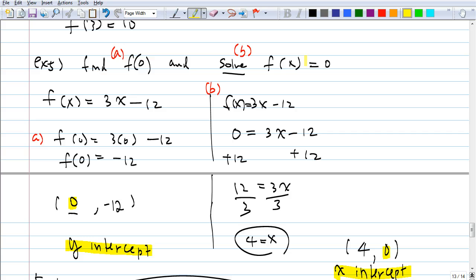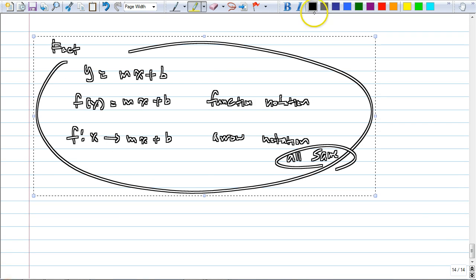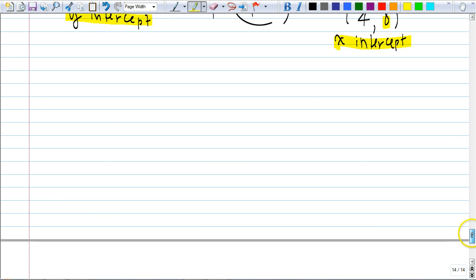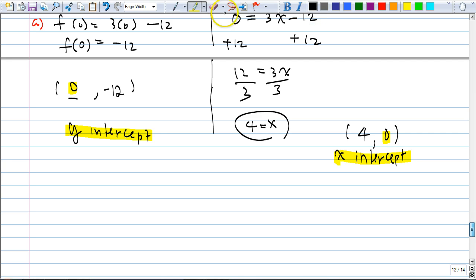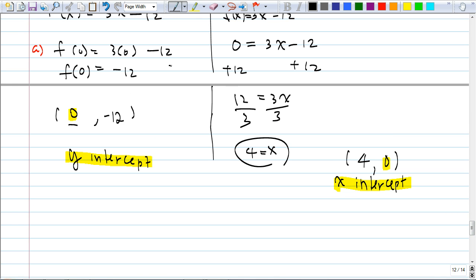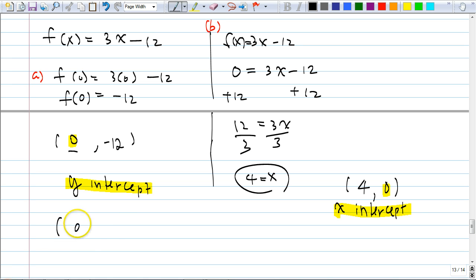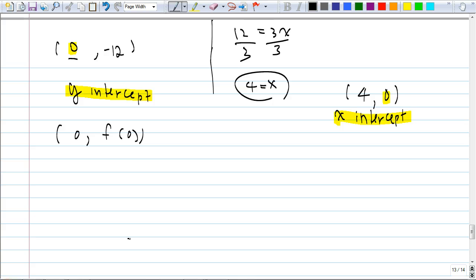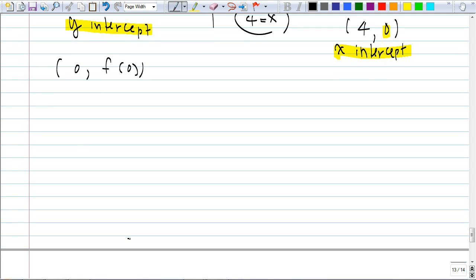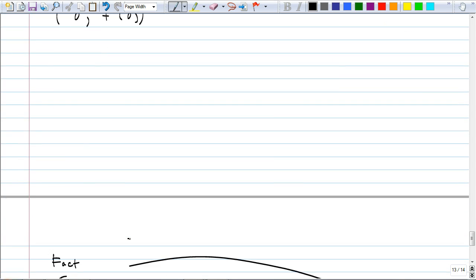Yes? Question? So listen. The y-intercept is nothing more than (0, f of 0). Would you not agree? Isn't that what your y-intercept is? Okay. Alright, so anyway, now let me show you some facts about what we just talked about.